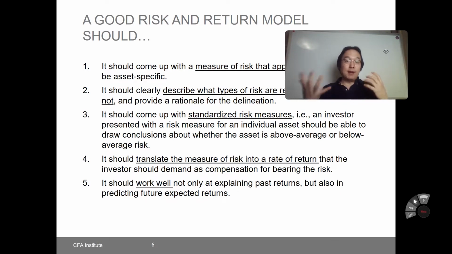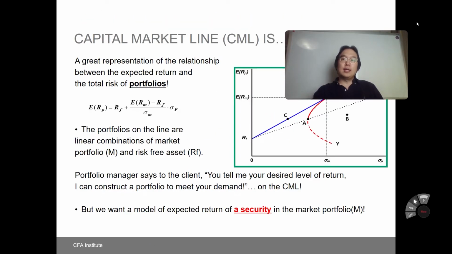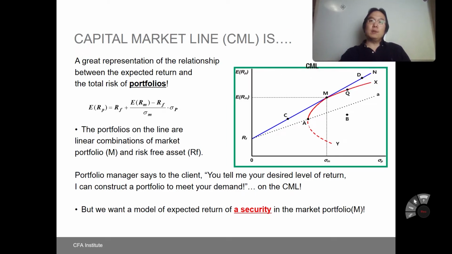Now, number 5, lastly, it should work well not only at explaining past returns, but also in predicting future returns as well. Out of sample forecasting capability. It has to have that. All right. So in that sense, we learned about this capital market line.